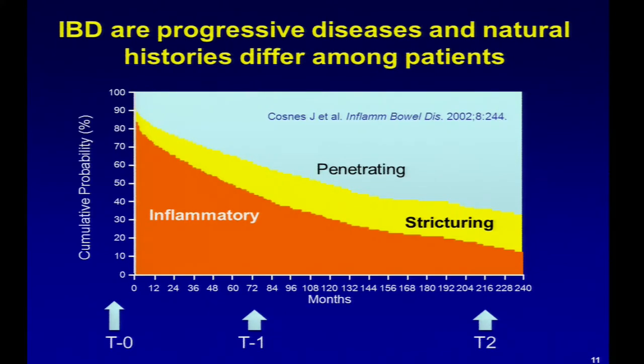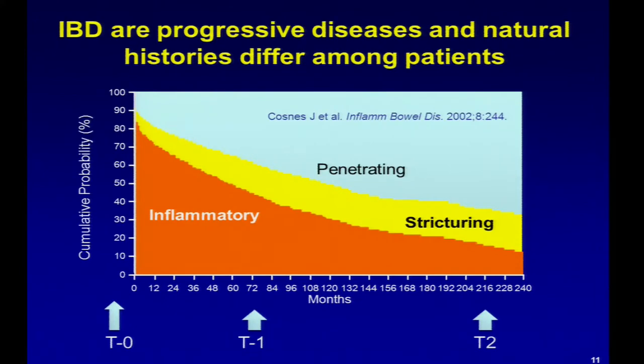But to add to that, you can look at what happens in patients with Crohn's disease. So this is data that came out of a study that was published many years ago, but reflects the fact that IBD, in this case Crohn's disease, is a progressive disease. And the natural histories among patients vary. So what you see in the early part of disease, which is mostly an inflammatory type, may not be what you see later in disease. And I think that that really affects the interpretation of your data. So if you did your sampling at T1, it's going to be very different from what happens in T2.